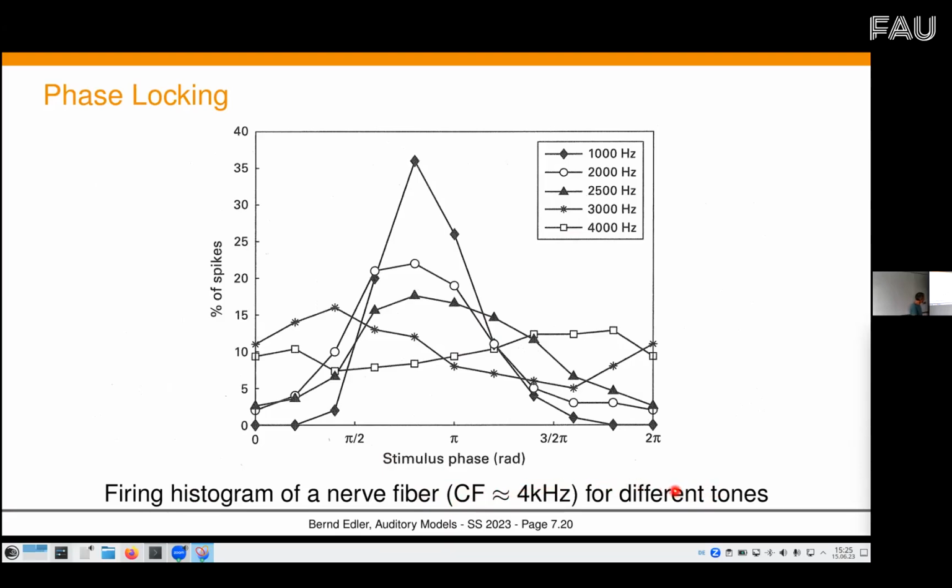And this was done for different tones. You see here different frequencies. The first one is a 1 kilohertz tone. And we see the histogram, that means how many percent of the spikes were at a certain position within the phase of the stimulus. It goes from 0 to 2 pi. Over all periods, they were summed up, and the percentage was shown here.